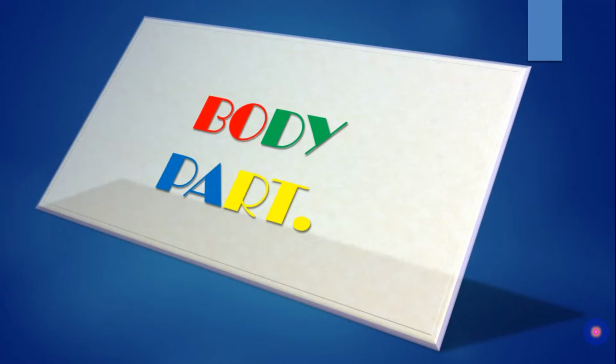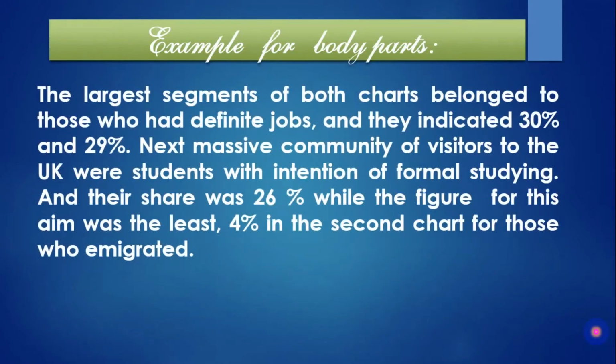So in this body part, I have one example. Listen to me. The largest segments of both charts belonged to those who had definite jobs, and they indicated 30% and 29%. Next massive community of visitors to the UK were students with the intention of formal studying, and their share was 26%, while the figure for this aim was the least, 4% in the second chart, for those who emigrated.